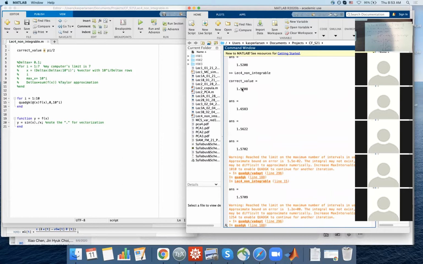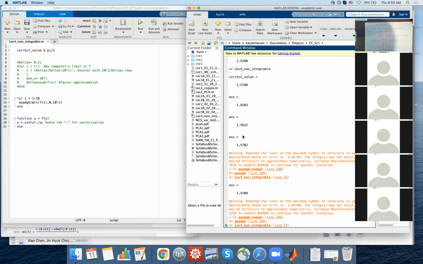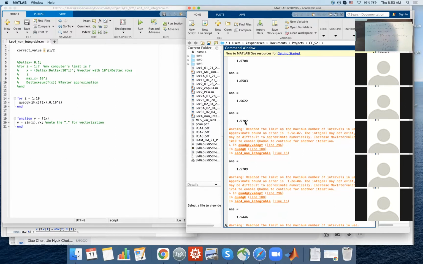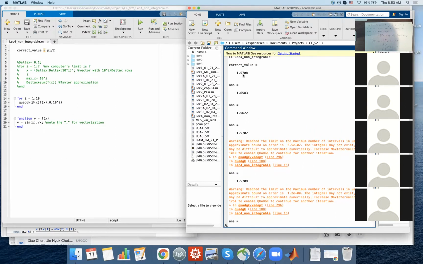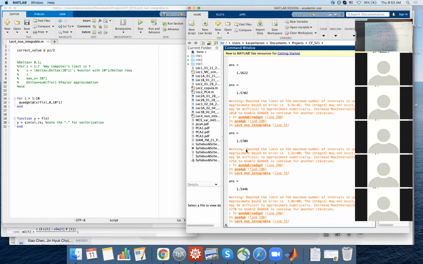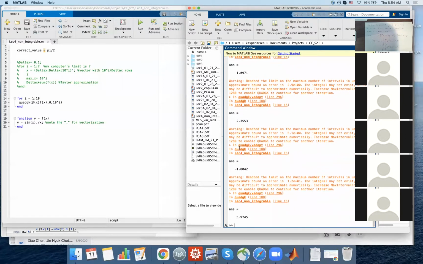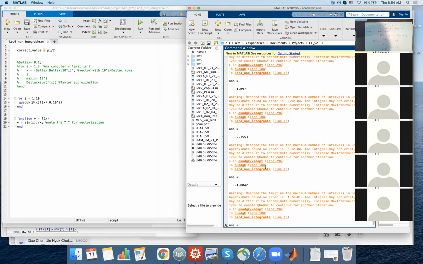We start out here with the correct value, and you run it, and you can see it does pretty well for smaller cutoffs. The correct value is this 1.5708, and it looks like it's within the range. But when you move further and further out into the tail, with higher and higher cutoffs, you see this starts oscillating like crazy. Now you get negative values and you get 5.97. And the warnings come up and it says that this is not stable, it doesn't work.